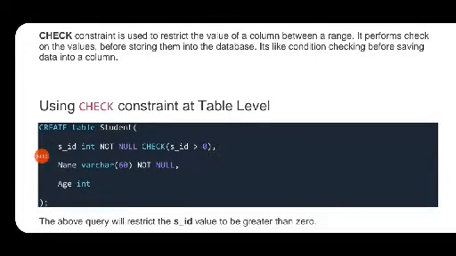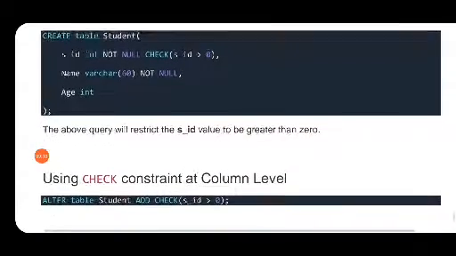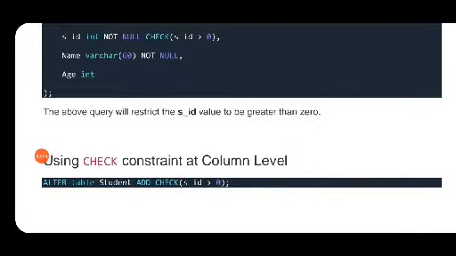So create table, table name, then field name SID int not null, check SID is greater than 0. So name varchar 60 not null, age. So the above query will restrict SID value to be greater than 0. That it has to be every time greater than 0. Less than 0 it will never take, it will give you an error. And if you want to have this check constraint at column level, then we can write like this: alter table student add check SID greater than 0.